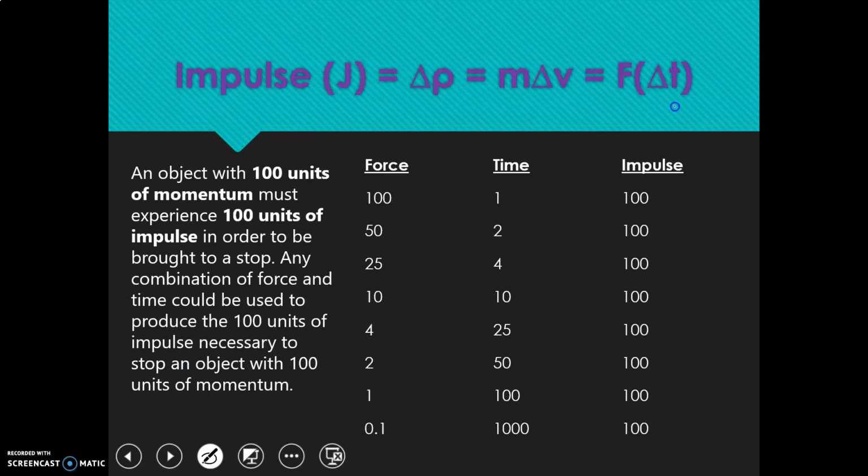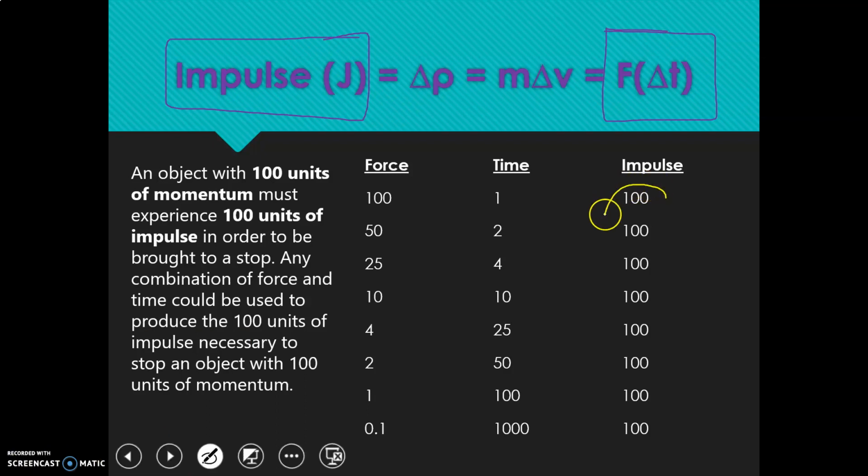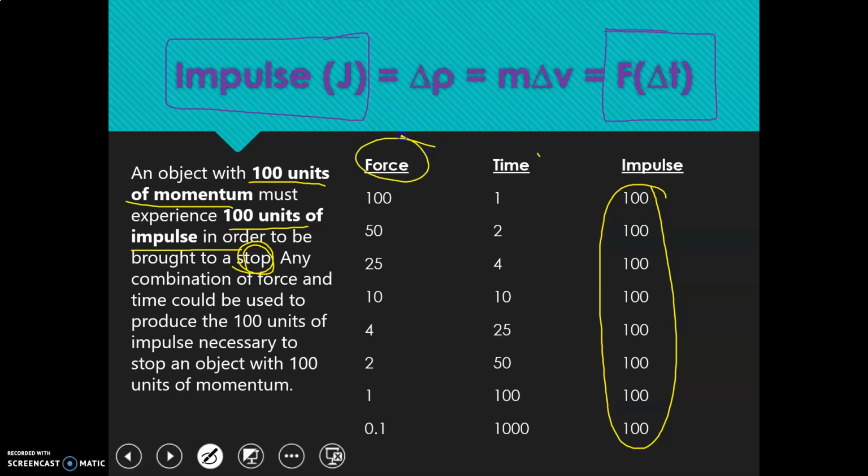So, just to show you more about impulse, remember impulse is the change in momentum, and we can also find it by the force times the time. So, in this scenario with this table, our impulse is 100. Notice how on our table, the impulse for every scenario is 100, because it says that the object has 100 units of momentum. So it must experience 100 units of impulse in order to be stopped. To stop, you could change the amount of force, or you can change the amount of time for the stop. So impulse always has to be 100, right?